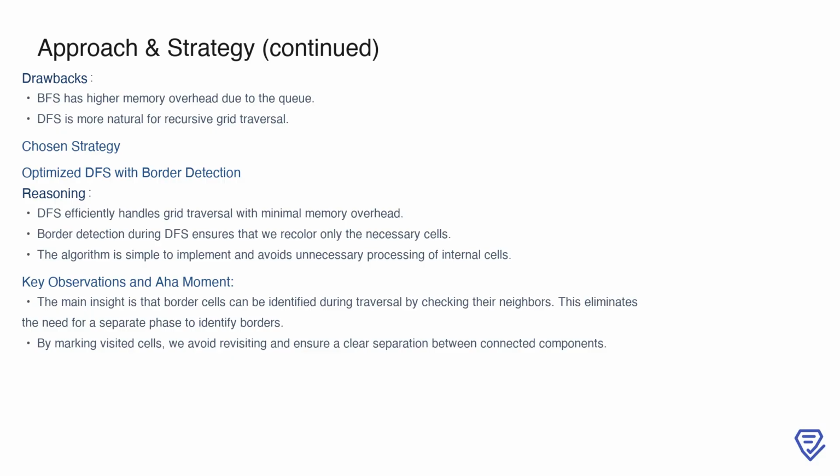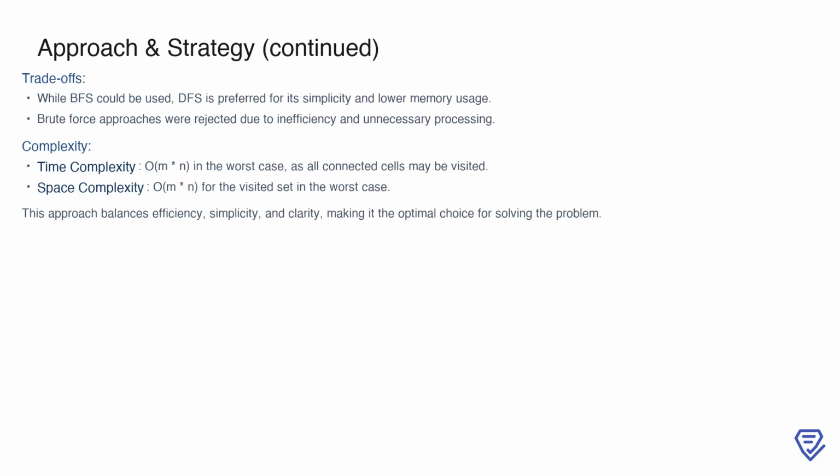This method efficiently handles the task of traversing the grid while minimizing memory usage. Additionally, it recolors only the necessary border cells by identifying them during the traversal itself. A key observation here is that border detection can be seamlessly integrated into the DFS process by simply checking the neighbors of each cell. This insight eliminates the need for a separate step to identify borders and ensures a clear and efficient algorithm. By marking cells as visited during traversal, we also avoid revisiting cells and maintain a clear separation between different connected components.